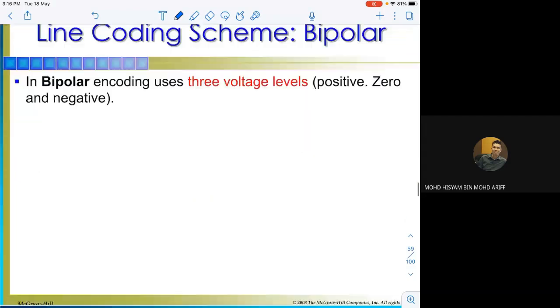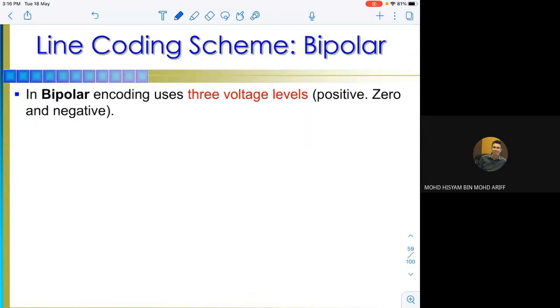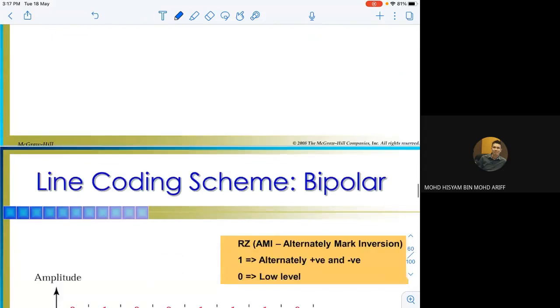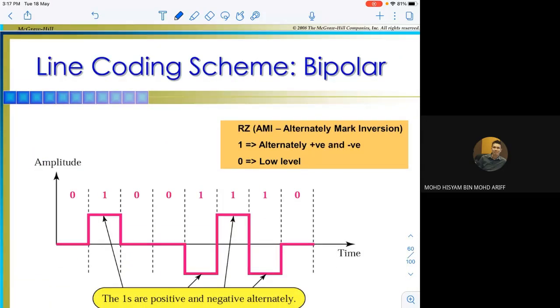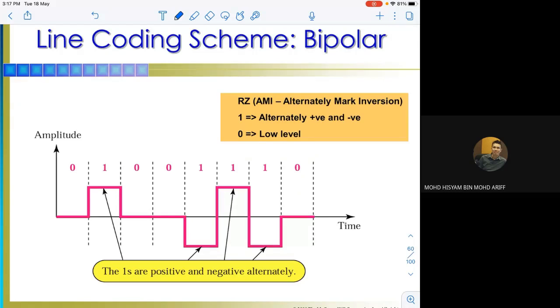Okay, now we go to bipolar. Okay. In bipolar using 3 voltage level. Ni yang paling penting. Positive, zero and negative. Ni kena ingat bipolar, we got 3 voltage. Okay, unipolar 1, polar 2 voltage, bipolar 3 voltage level. Okay, bipolar normally we call AMI. Okay, nama dia AMI. Alternately mark inversion. Okay, kadang-kadang tak berbual RZ lah sebab normally dalam setengah buku dia tulis AMI aja.